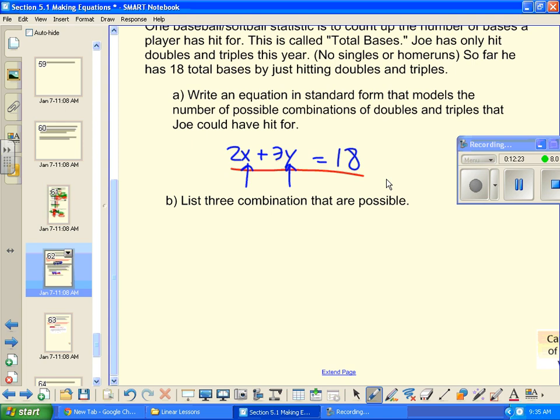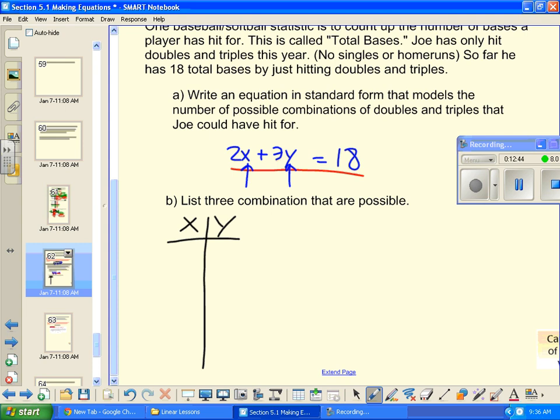You could try plugging in a certain number of triples and then seeing how many doubles you would need to make that work also. So you can almost make some kind of table. Or some students are kind of good at thinking these out, and they do it in their head: if I had 3 of these, I need 5 of these then. If you can do that, that's great.